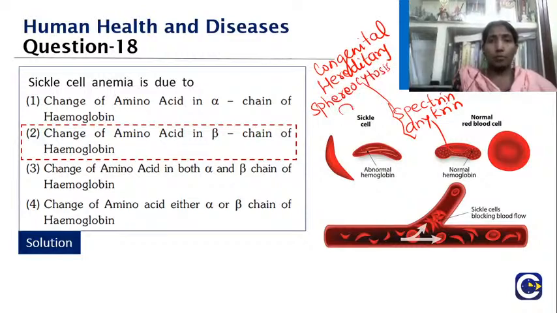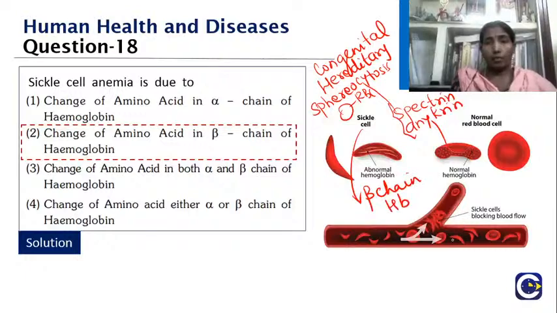The RBCs will become spherical in shape. But in sickle cell anemia, the problem lies in the beta chain of the hemoglobin, where the RBCs are sickling. So that is characteristic here. Yes children, you have given the right answer.